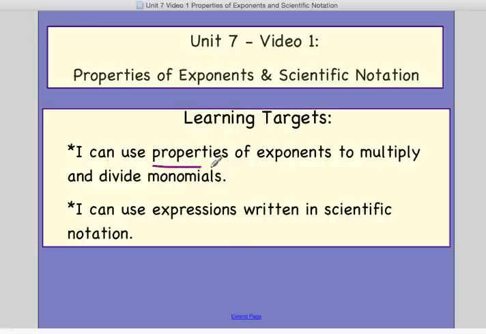Properties of exponents are really important. You'll see them a lot on the ACT as well as in upcoming math classes that you will take. So you want to make sure you have a solid foundation on the properties of exponents. You can also use expressions written in scientific notation. Scientific notation is something that does come up on the ACT as well. So you want to make sure that you feel comfortable using scientific notation and how to simplify scientific notation.